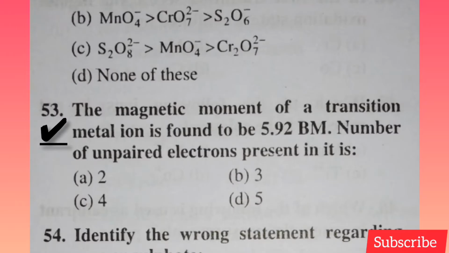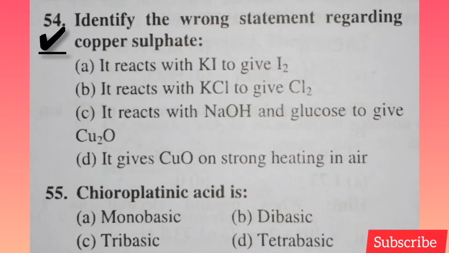Number of unpaired electrons present in it? Option D is correct. 5 unpaired electrons will be there, only then the magnetic moment will be 5.92. Option D is correct, 5. Identify the wrong statement regarding copper sulfate. Option B is correct. Chlorophyllanic acid is tribasic.